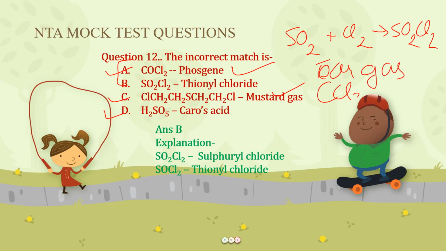We have CCl3NO2, that is called tear gas, and the name for this is chloropicrin. Okay, so this is chloropicrin. So this is also something that you people have to remember very importantly.